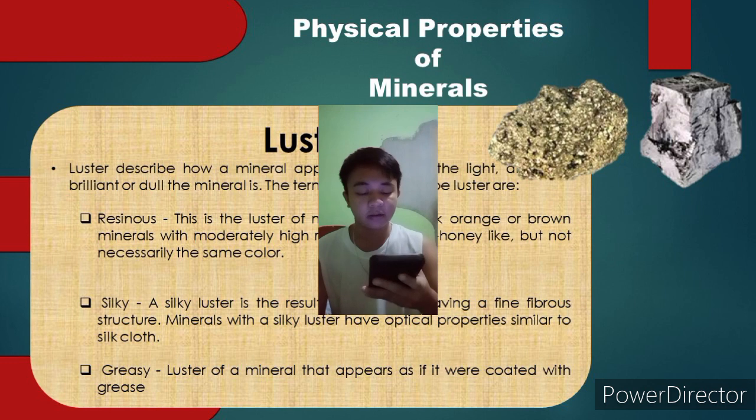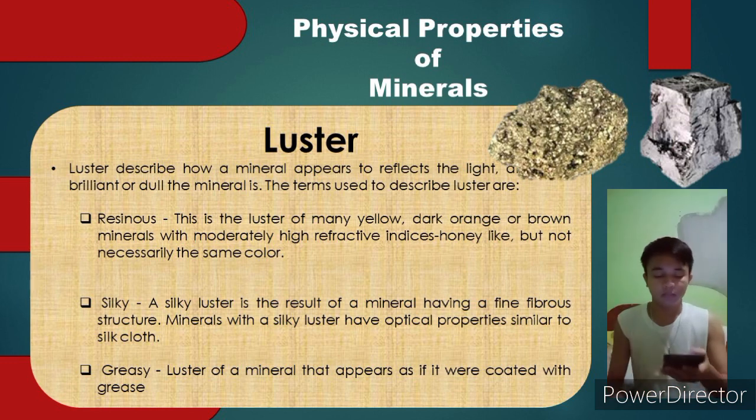This is the luster of many yellow, dark orange, or brown minerals with moderately high refractive indices, honey-like, but not necessarily the same color. Next is silky. A silky luster is the result of a mineral having a fine fibrous structure. Minerals with a silky luster have optical properties similar to silk cloth.